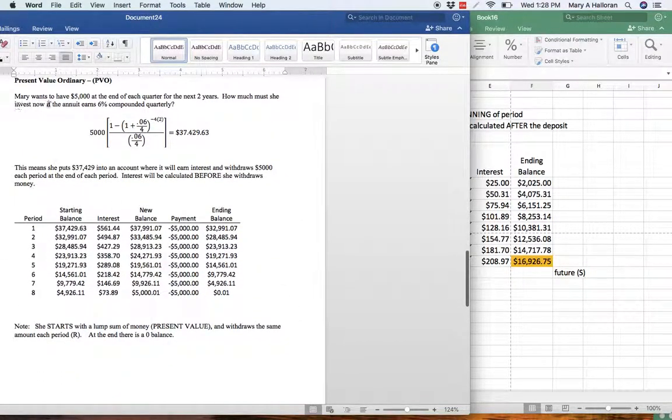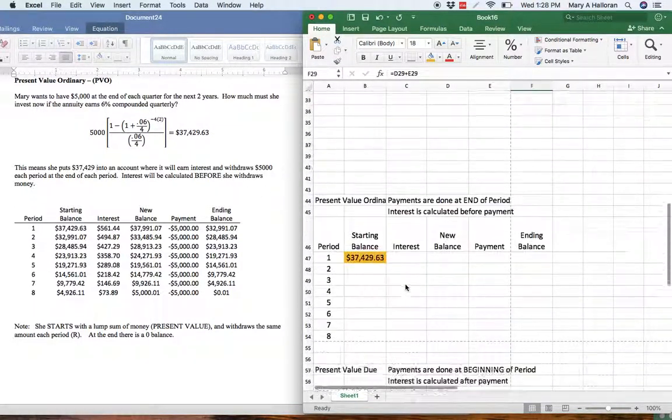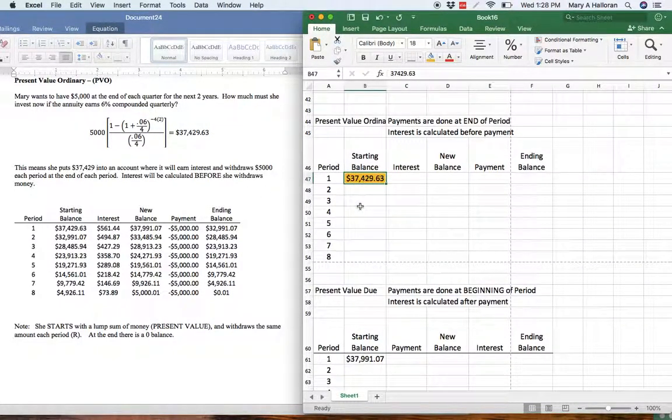So this one says, I want to have $5,000 at the end of each quarter for the next 2 years. How much do I need to invest now if the annuity earns 6% compounded quarterly? And this is the formula. And it says I need $37,429.63. So let's come down here. And that's exactly what's going on right here. $37,429.63. I've got a 6% interest rate compounded quarterly.